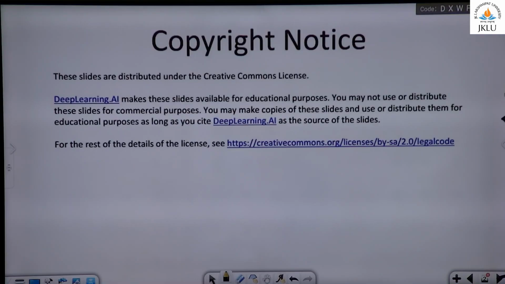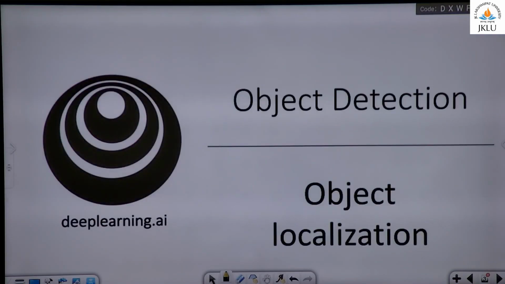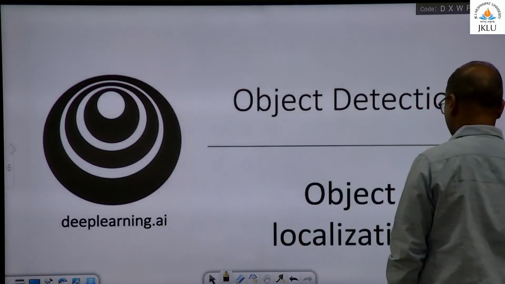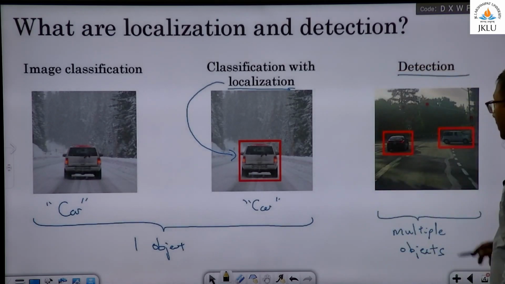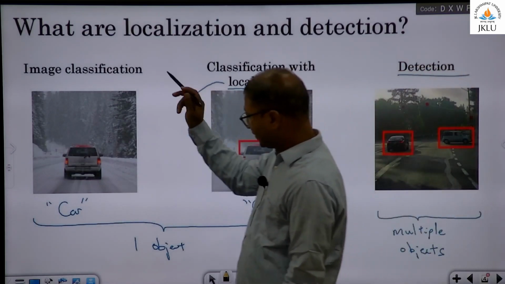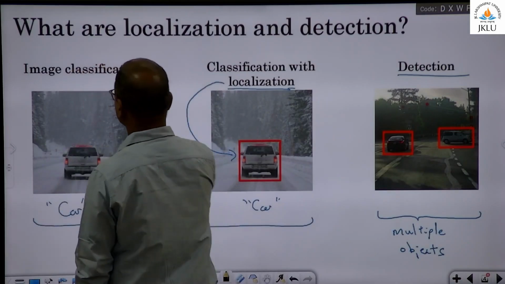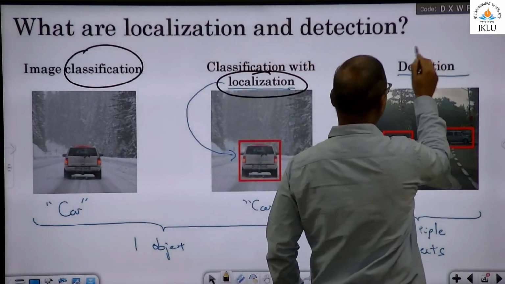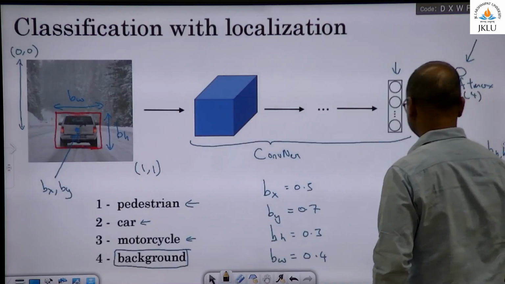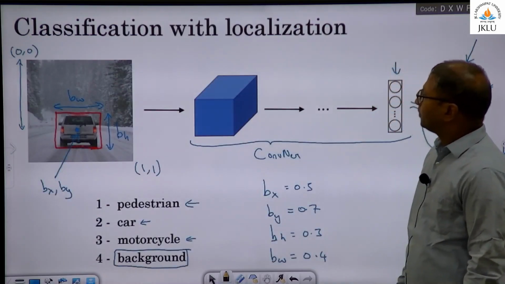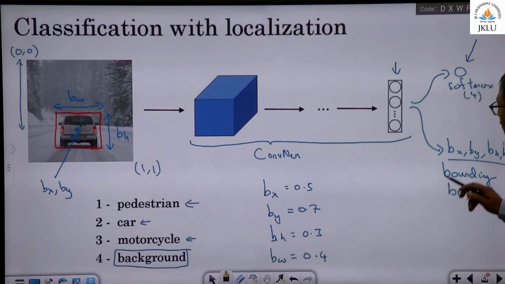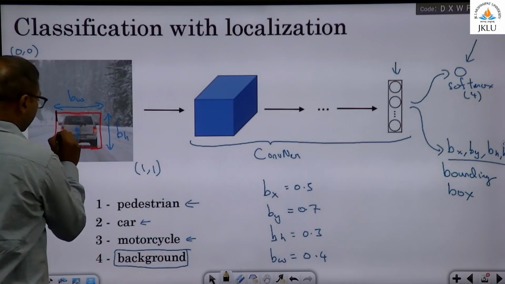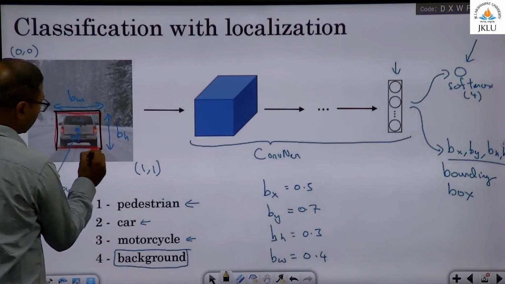Alright, now we were doing object detection. We had finished all the way until, so we had talked about the difference between classification with localization and object detection. Right. So we had talked about this, that for localization you also need to output a bounding box.